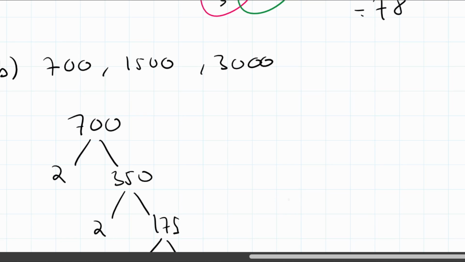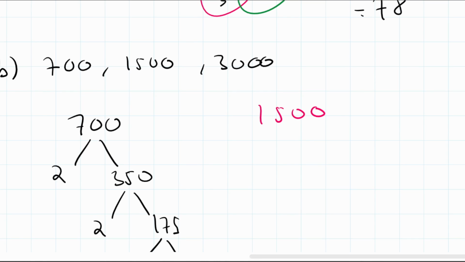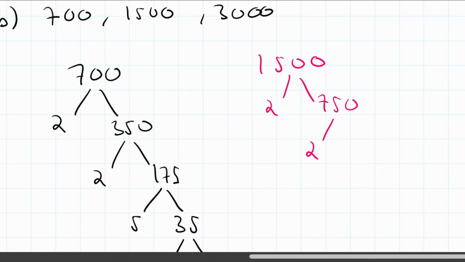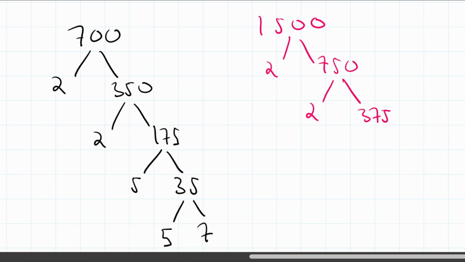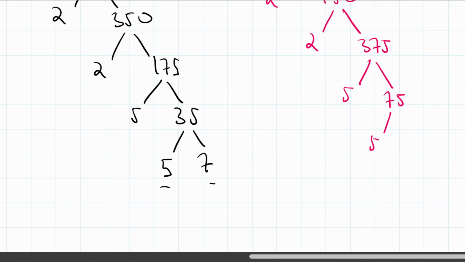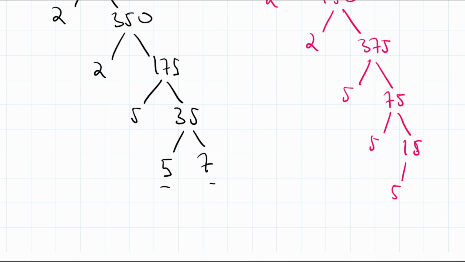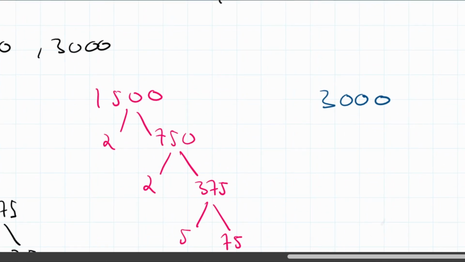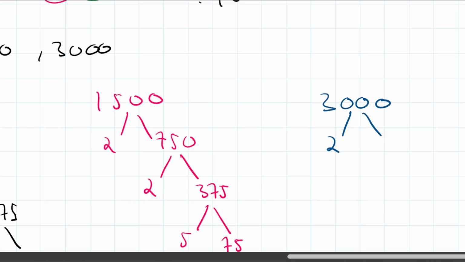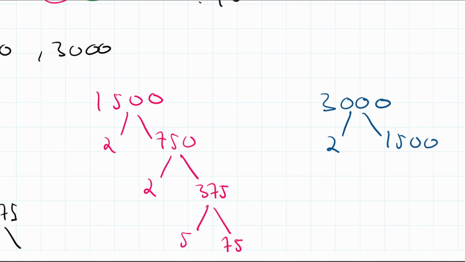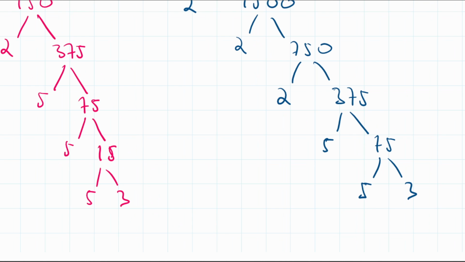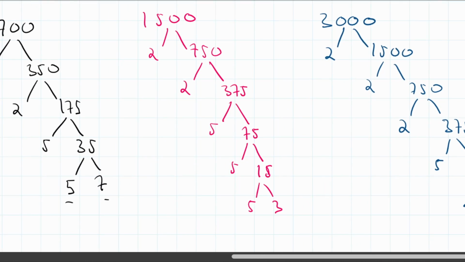So then let's do the same for 1500, use a different color. So once again, same exact method, 2 and 750, and then that becomes 2 and 375, and then that becomes 5 and 75, and then that becomes 5 and 15, and that becomes 5 and 3. Okay, that is that one done, and then we can do 3000 as our final one. So let's break this one down. Exact same method, that becomes 1500, and you can see you've already done 1500, so you can basically just repeat whatever you wrote there. It's the same factors. Okay, cool. So now we have all of our prime factors written out.